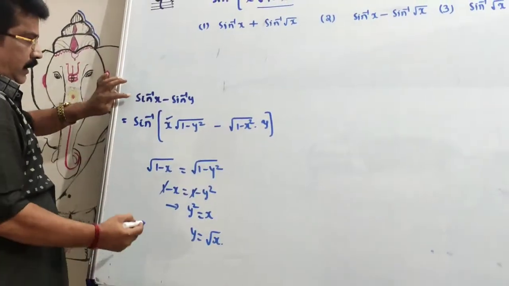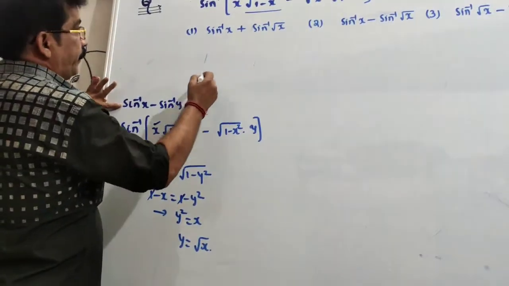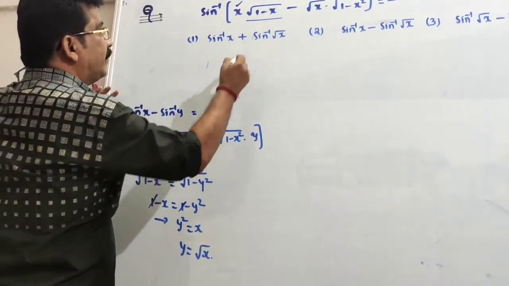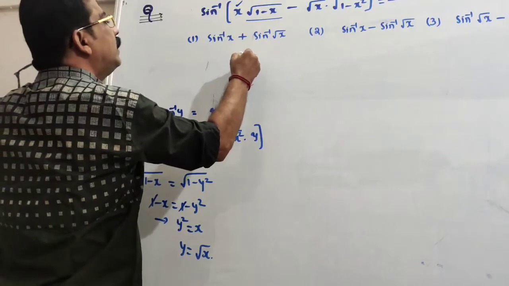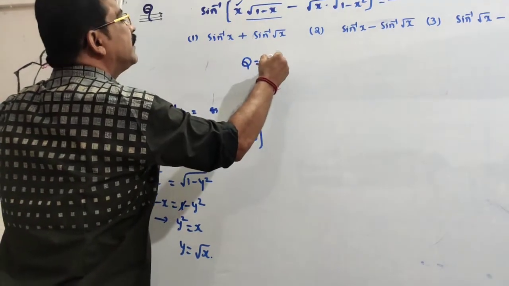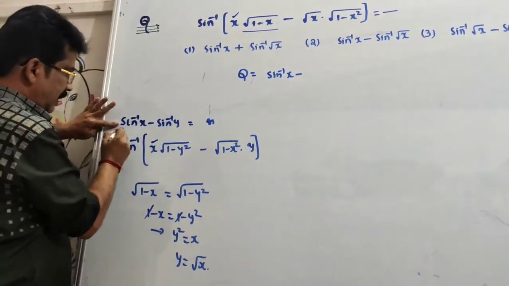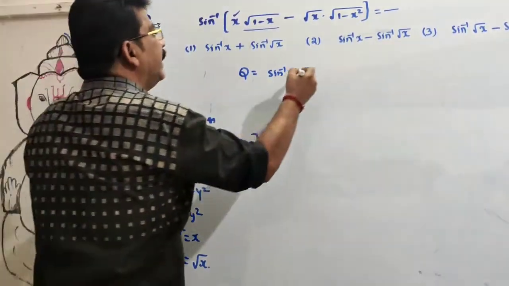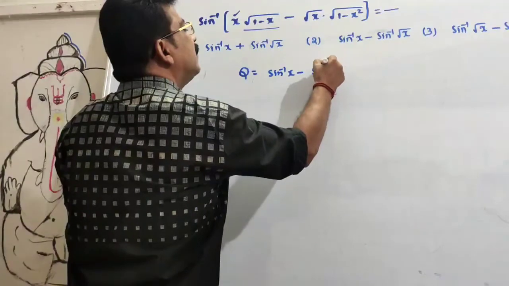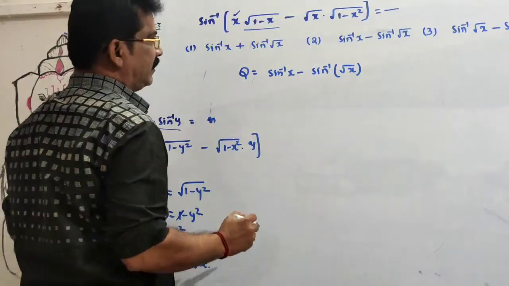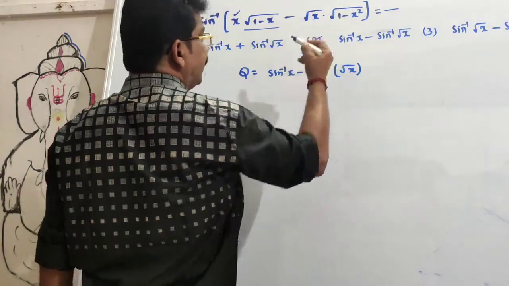So therefore here instead of y we can write sin inverse of, means the question is equal to sin inverse x minus this one. Sin inverse of y means what? Root x. This is the answer. So it is in second option.